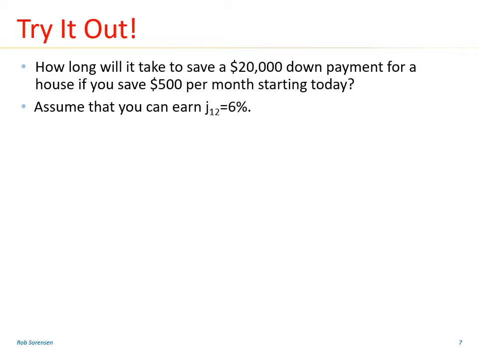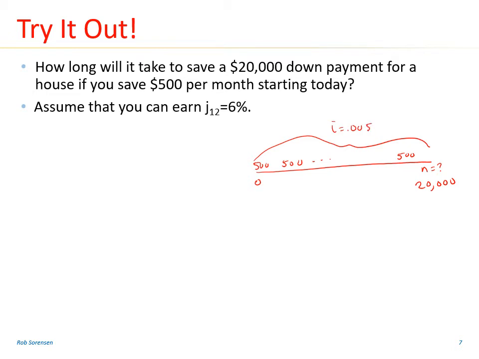All right, let's have a look. We want to have $20,000 in the future. We're going to save $500 a month all the way along until we get there. We don't know how long it's going to take though. That's our question. But we know that the interest rate is 0.005. That would mean that the future value due is 20,000. We can see that the 20,000 is down there in the future.